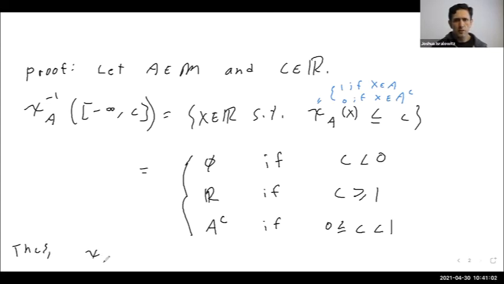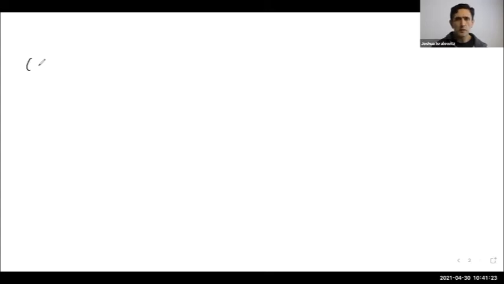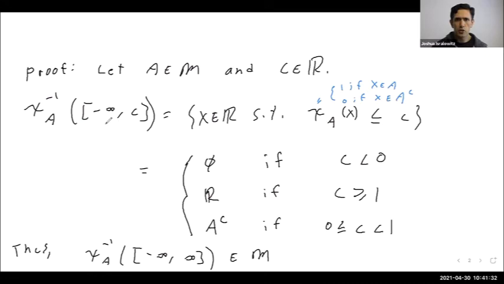So what does this mean? This means that no matter what, this is a measurable set, assuming A is measurable, because then the complement of A is measurable. Regardless of what C is, this is measurable. And there's really no need to stray away from this kind of interval.